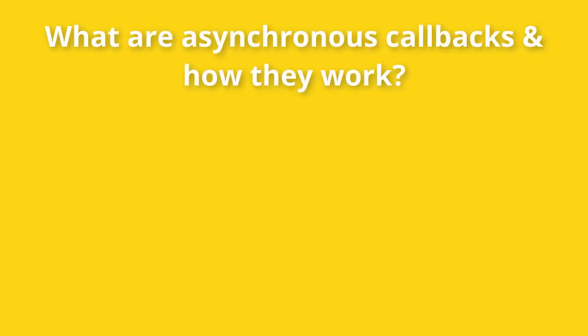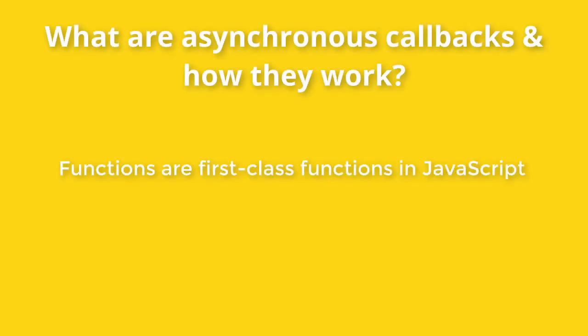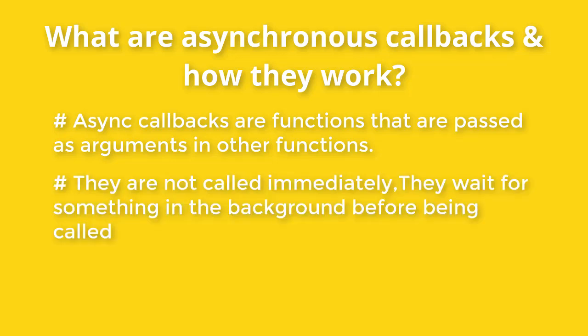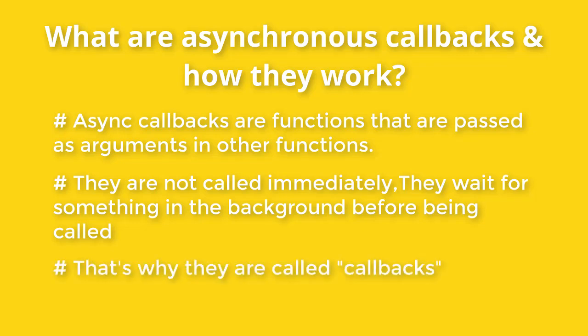Because we know that in JavaScript functions are often called first-class functions, as they are treated as any other variables and can be passed as arguments in other functions. So simply put, asynchronous callbacks are functions that are specified as arguments in other functions that generally do some asynchronous I/O operations such as fetching data from a server or writing in a file or any other operations that are not part of the JavaScript core functionalities. Basically, asynchronous callbacks wait for something in the background to happen before they get called back. And this is the reason why they are called callbacks after all.